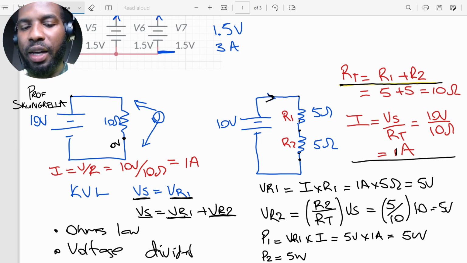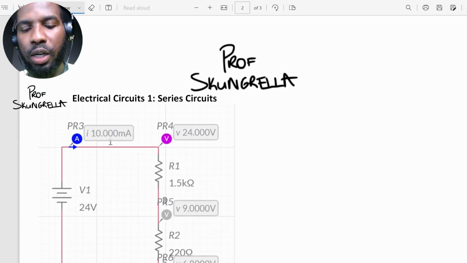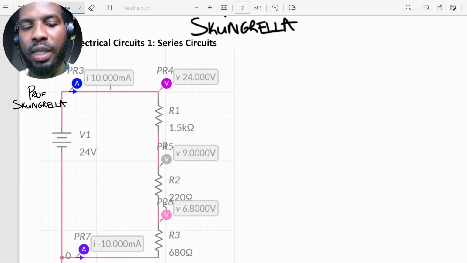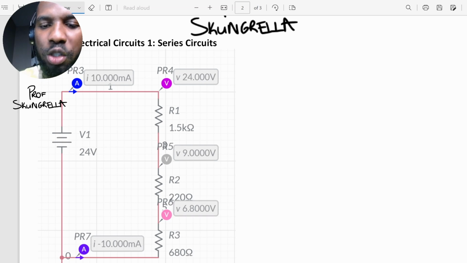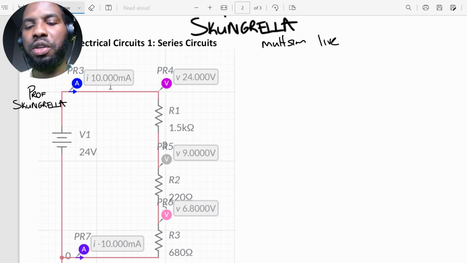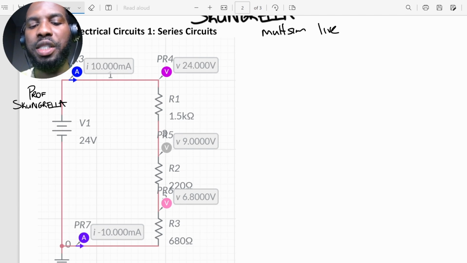Okay, I have an example here, so I went to the simulation tool online, Multisim Live. This is what I use for this. I'll just write it down in case you don't know. Multisim Live. So you can create a free account and you can simulate your circuit. You can create the circuit and measure the voltage at different points.